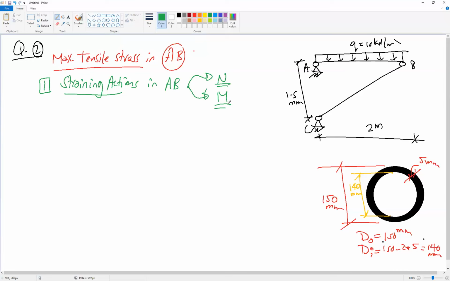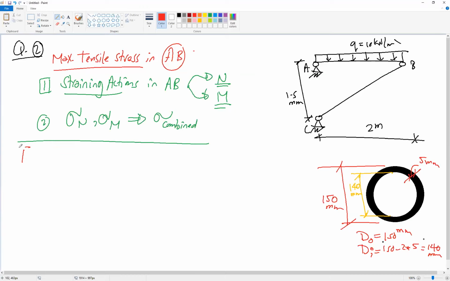So we will deal with this as the simple beams we dealt with before to find the normal force and moment. Then the second step is to find the stress due to normal force and stress due to moment to find the combined stress. Okay, so now for the first step, N and M, we need to find the reaction. What is the reaction we have here? Here we have a hinge support, so we have XA and YA.